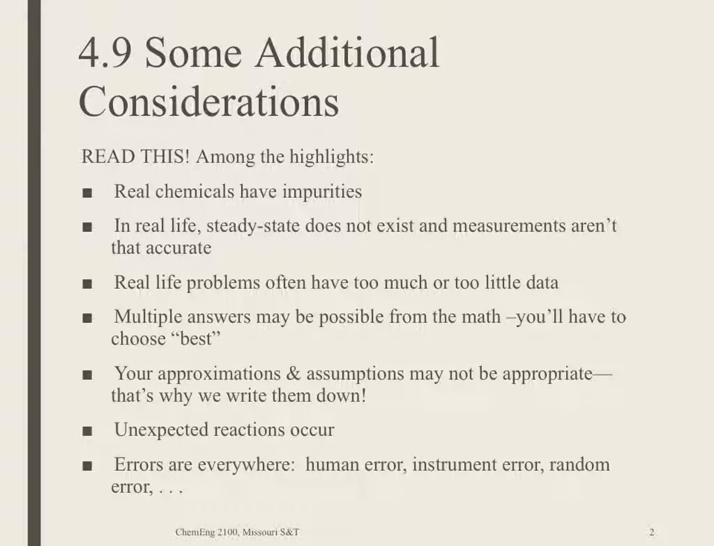I'd like to also review section 4.9. You ought to read this, but some of the key things, they talk about what is the same and different about real life and what we've been doing in this course. The first thing that they want to point out that I think is really important is that real chemicals have impurities. We've been working all of these problems as if everything is pure. The reality is there's always going to be impurities. Sometimes these impurities are large enough that you need to take those quantities into account. Sometimes they're trace amounts and we can just ignore them.